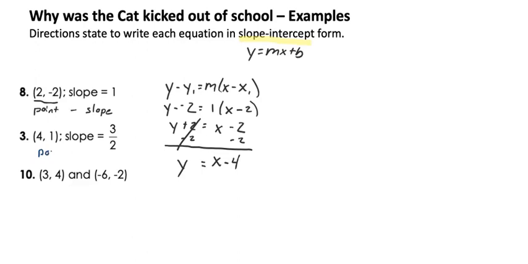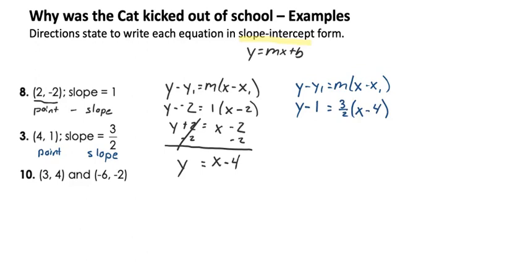Again, I've been given a point, and I've been given a slope. So I'm going to start in point slope form. So that would mean I would have y minus y1 equals m times x minus x1. Or y minus the y value, now they told me 4, 1, so the y value is 1, equals the slope, 3/2, in parentheses, x minus the x value, which is 4.